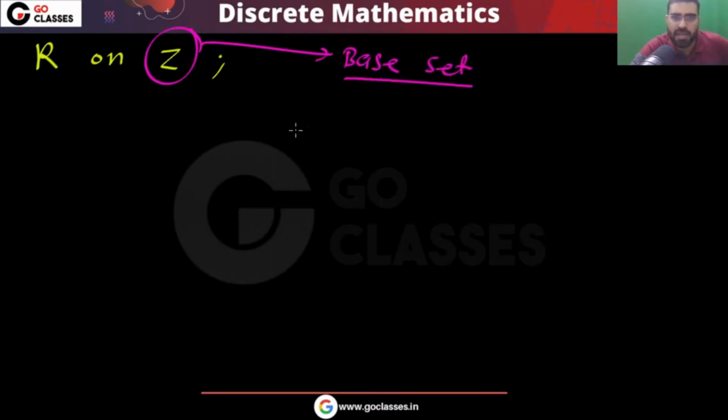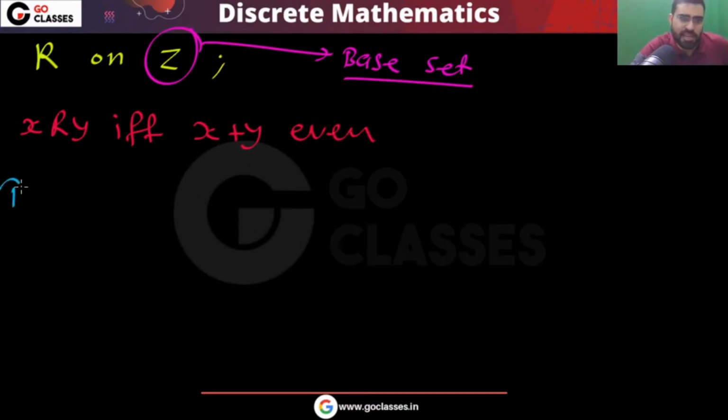So here you can notice that you have an equivalence relation R on the set of integers. So what is the base set? You have a relation on the set of integers, so this is your base set. This relation says that x is related to y if and only if x plus y is even. We have already seen that R is definitely an equivalence relation. This is done.